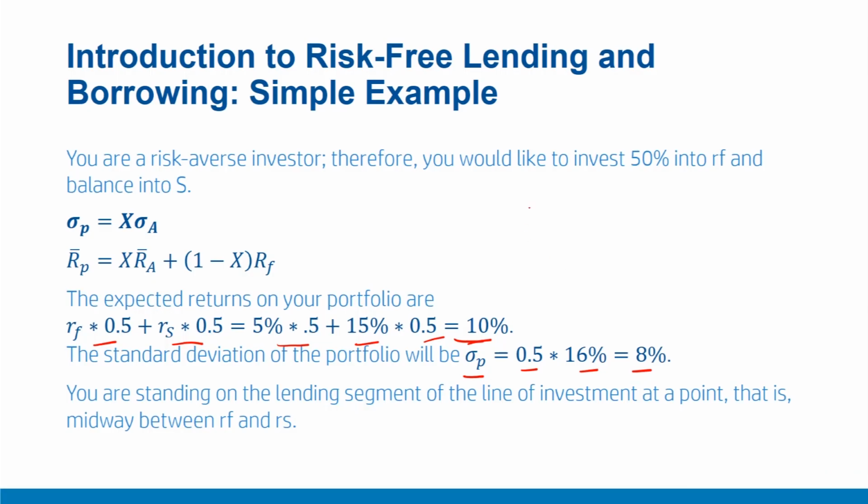And therefore, at this stage, we are standing on that lending segment of the portfolio. If this is the tangency portfolio S and this is RF, then right now we are standing somewhere in the middle of this, which offers us an expected return of 10% and risk of 8%. So this is midway between RF and S.